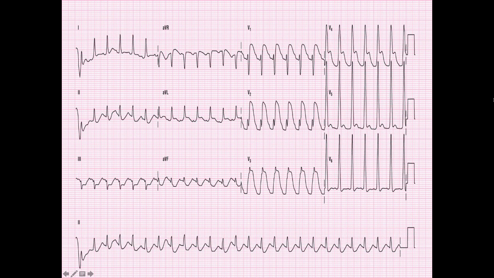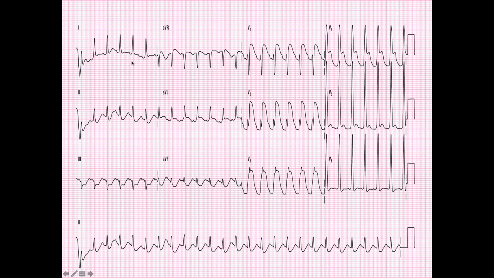All right, let's look at this second 12 lead, and oh my god. Okay, so we're going to go top to bottom. Lead 1, baseline is all over the place, wandering baseline. We're going to skip over that a little bit.